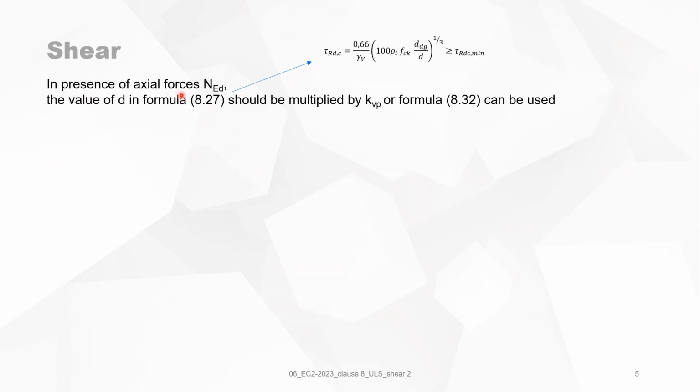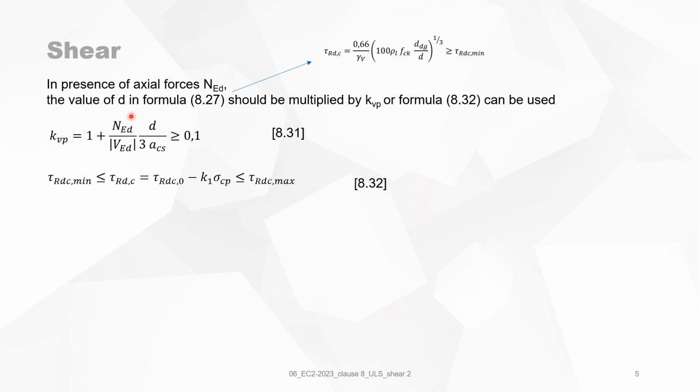In presence of axial forces, the value of d in formula 8.27, remember this formula that we've just seen, should be replaced by k_vp d or use formula 8.32. So we now know d can be replaced by a mechanical shear span, but it can also be multiplied by a coefficient k_vp as soon as axial forces come into the picture. This factor k_vp is equal to this formula, again dependent on the effective shear span, and always bigger than 0.1.